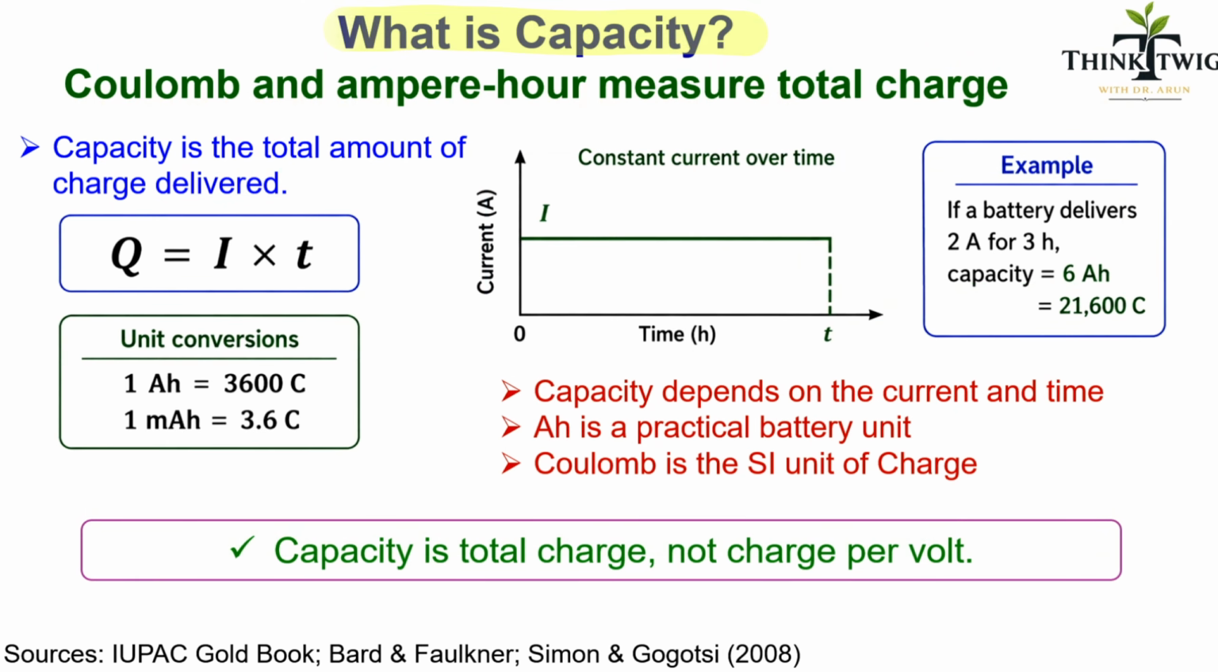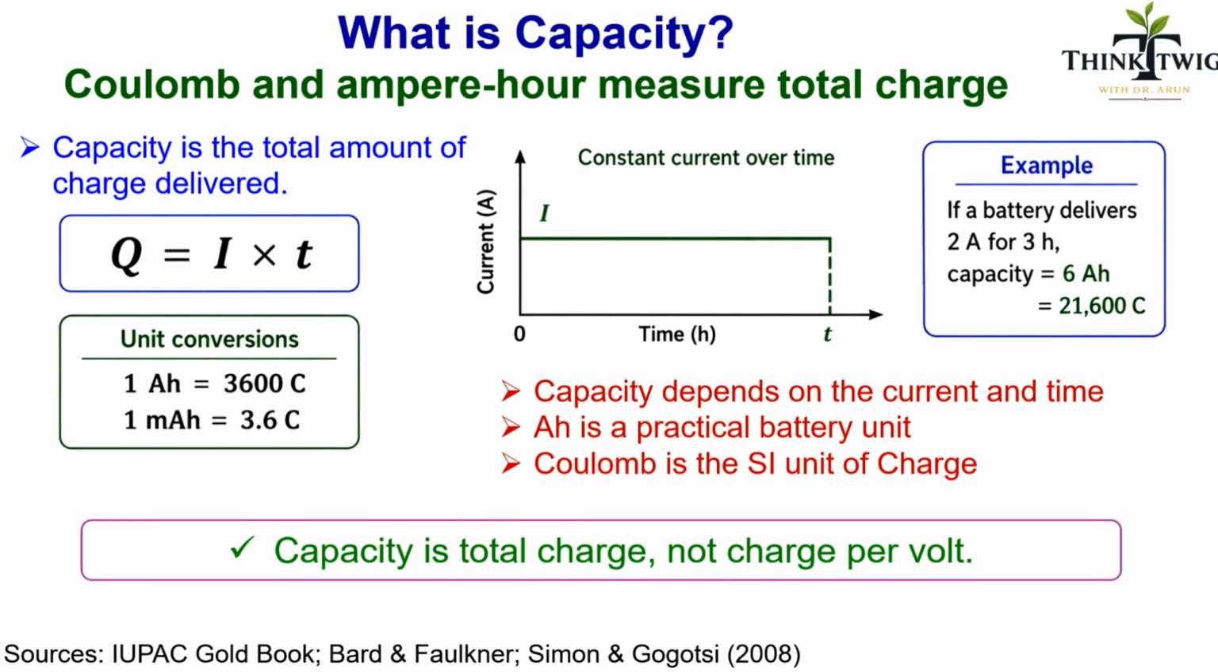Here we are no longer talking about charge per volt. We are talking about total charge delivered. For a constant current, Q equals I multiplied by T. So we need two things, current and time. If the current is known and we know how long it flows, we can calculate the total charge.